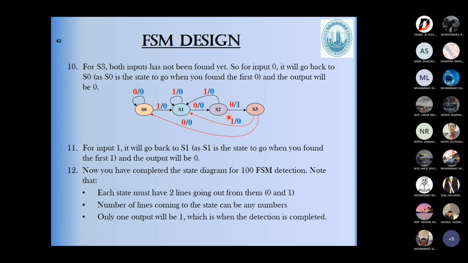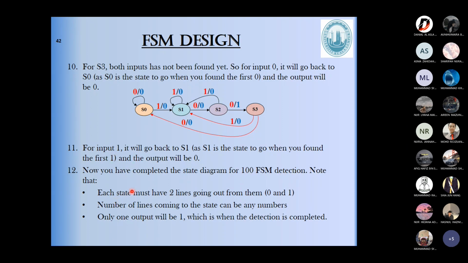So maksudnya bila you jumpa 1 dekat S3, you ada possibility nak jumpa 100 balik. So dia pergi ke sini. And then the output will become 0 lah. Sebab yang ini memang dia tak ada overlap. So 100, this is the complete drawing. Okay. Now, you have completed the state diagram for 100 FSM detection.